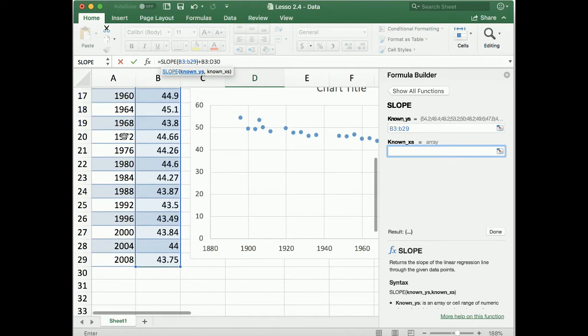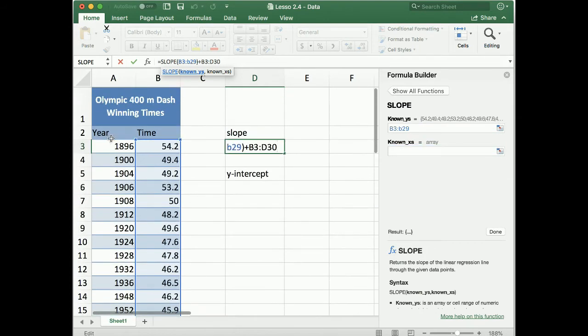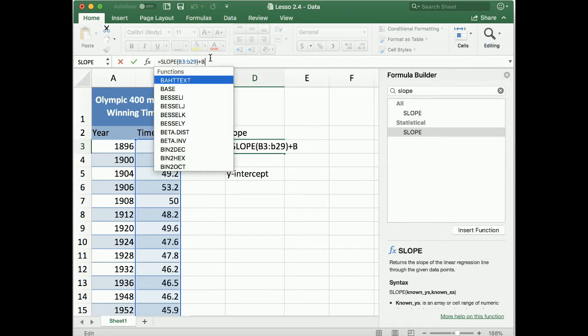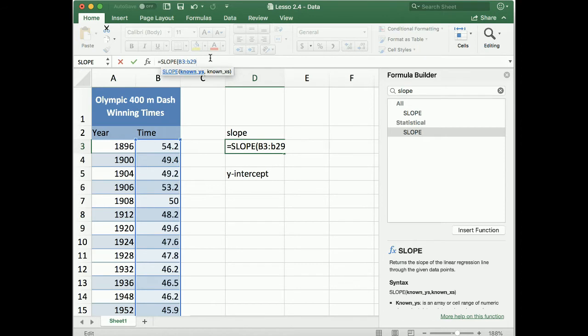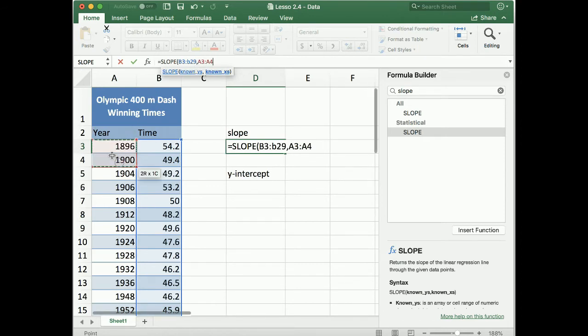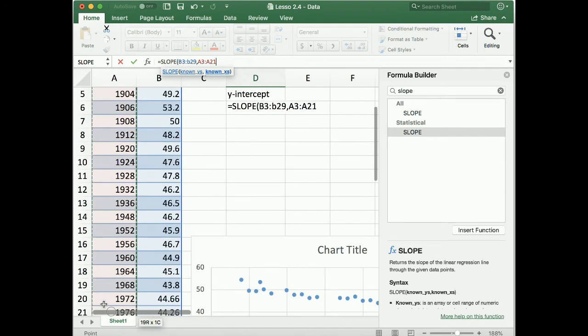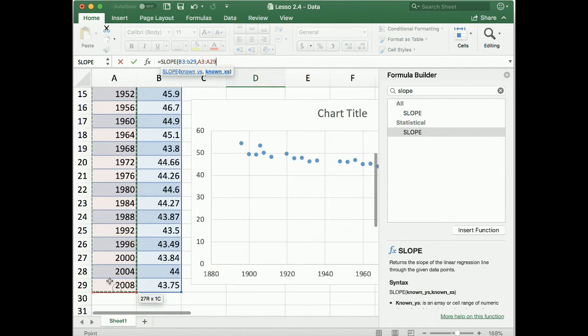Now our known x values. I know it's typing in some crazy things here, so I'm not going to use the formula builder there. So I want my y values, and now I need to put in my known x values, which are the 1896 all the way down to 2008. And so we can end our parentheses there, and that will give us the slope of the regression line.